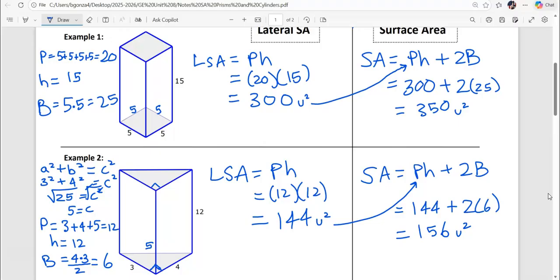Number 3 is a little bit of a doozy. Let's get through it so we can do the back. The back will be a little bit easier because cylinders are pretty straightforward.